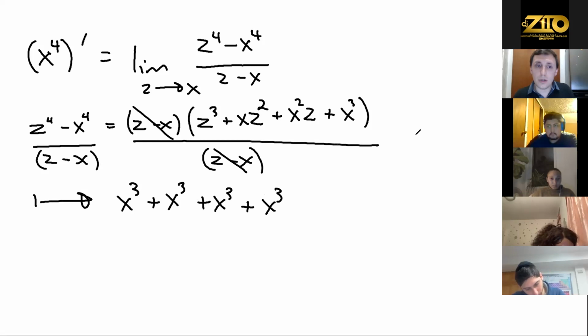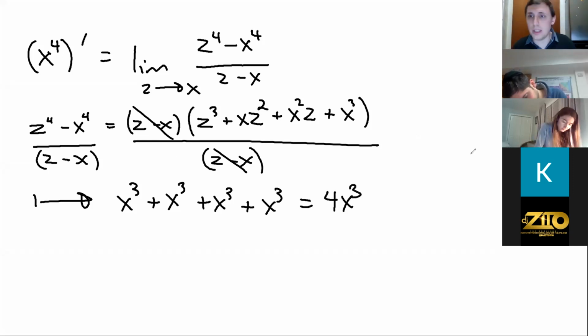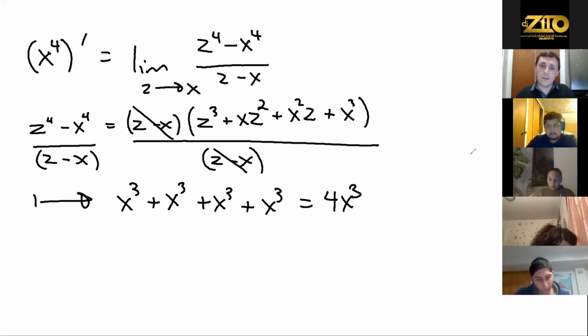4 copies. You all understand why it's x cubed, guys, right? Because z becomes x, x stays the same. Now, what do we get here? We get here 4x cubed, as you predicted, guys. Yes?